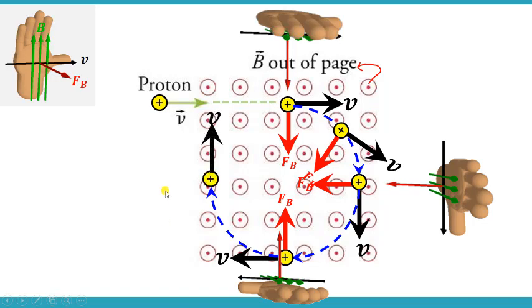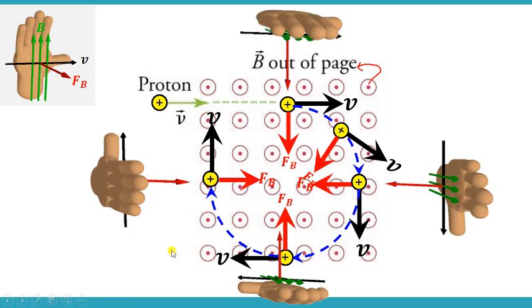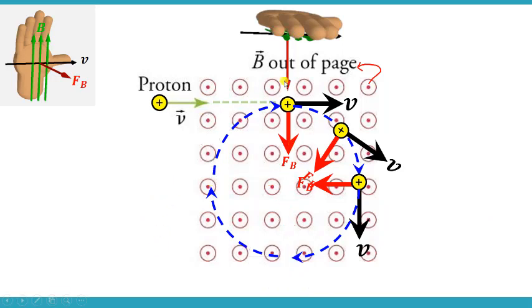Then we apply the right hand rule again. You find that at this position, the magnetic force is pointing to the right, so it will bend rightward. We find that when the proton moves into a magnetic field which is pointing out of the page, it will move in a clockwise circle. This is the sketch for question 7a number 2.